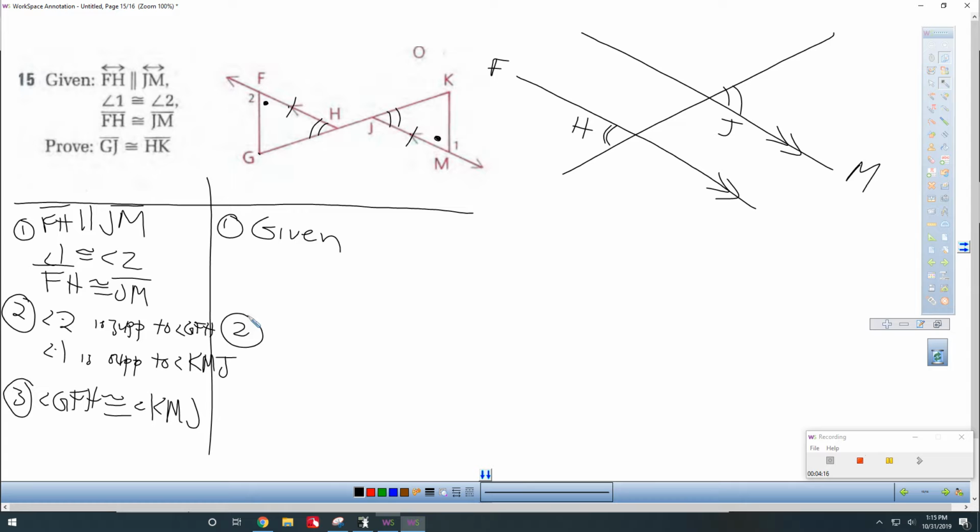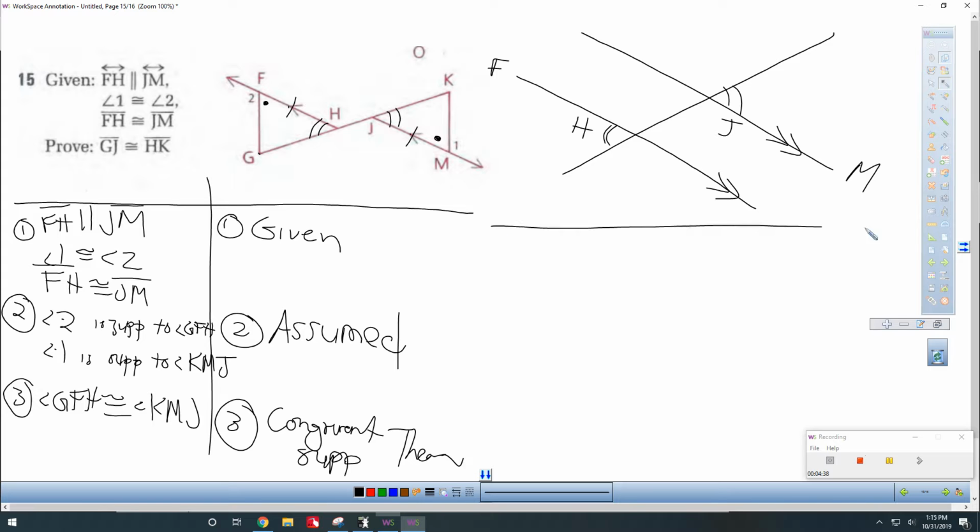Good. Good, Jocelyn. So hold on. Step 2 I skipped. This is assumed from diagram. Right? We can assume supplementary. Yep. And then congruent supplements theorem. Okay? Alright, now I'm carrying it over here.